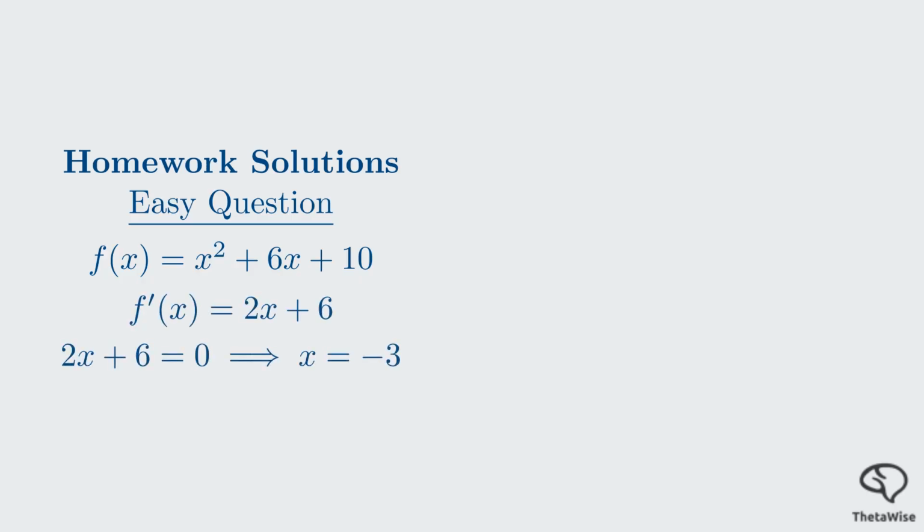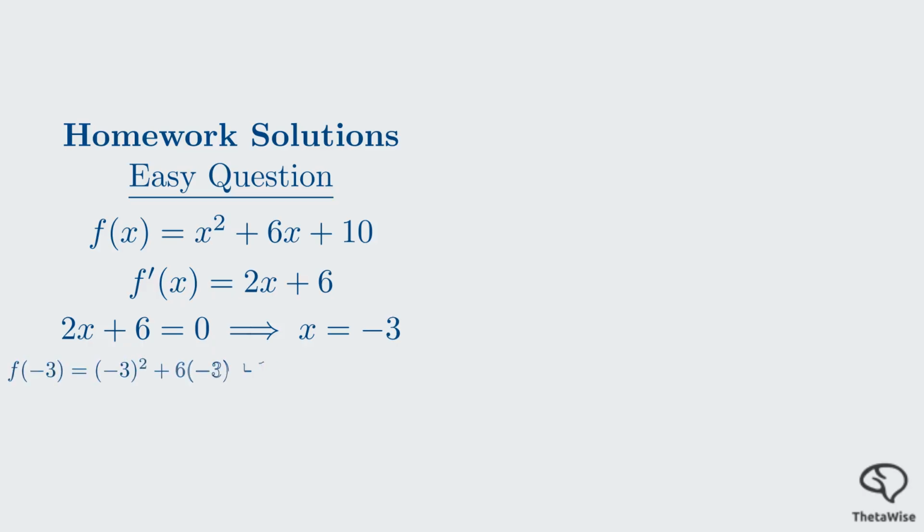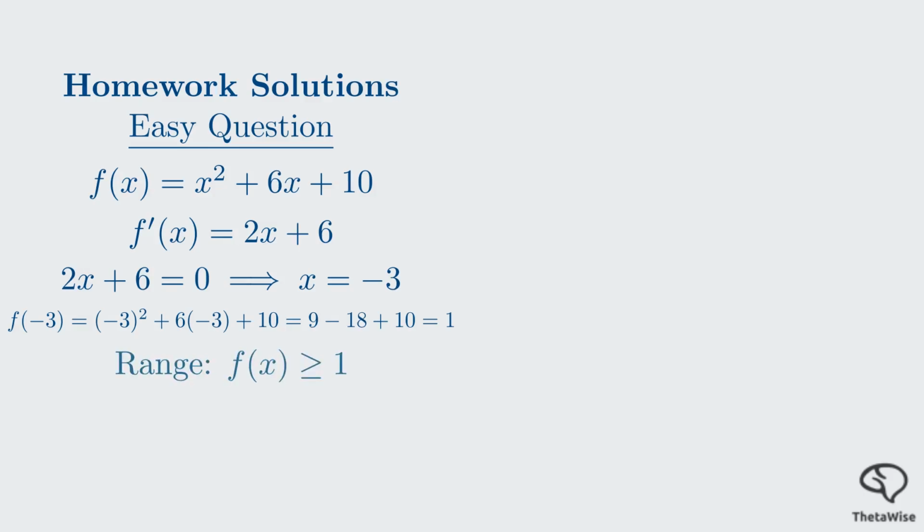For the easy question, we have f of x equals x squared plus 6x plus 10. First, we find the vertex by setting the derivative to 0. 2x plus 6 equals 0 gives us x equals negative 3. The y-coordinate is 1. Since the coefficient of x squared is positive 1, the parabola opens upwards. Therefore, the range is f of x is greater than or equal to 1.